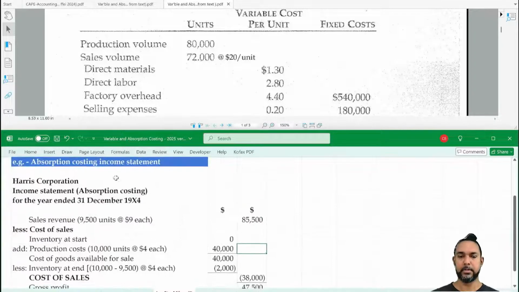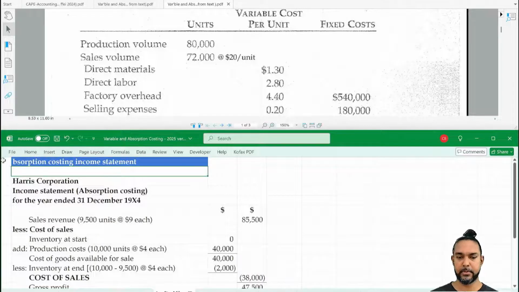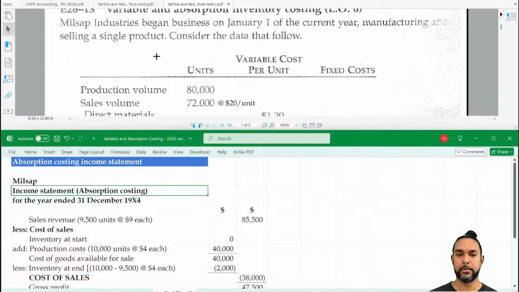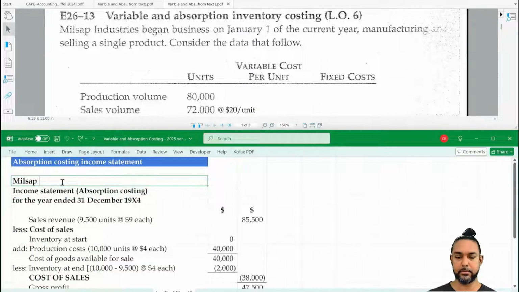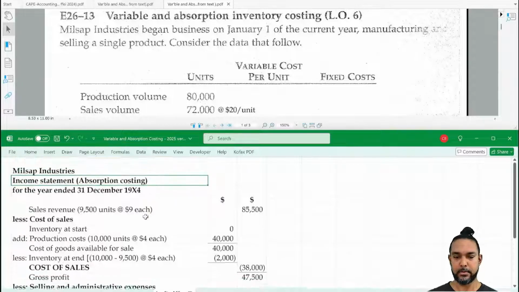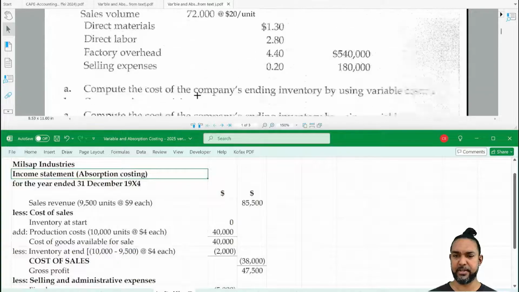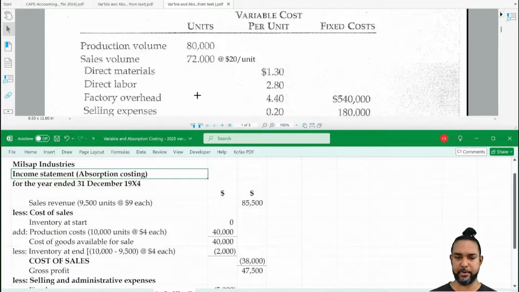All right, cool. Let's just change our name, right? So absorption costing income statement, Milsap Industries, right? There you go. Oh, they didn't give us a year. Okay, that's okay. Whatever year we use is fine.